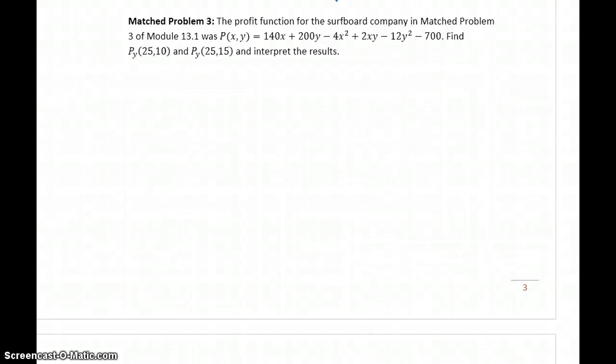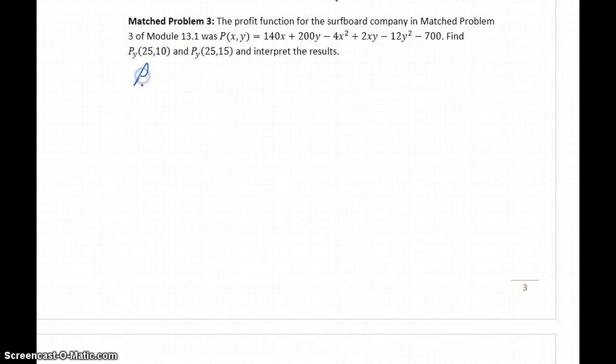In match problem 3, going back to the surfboard company that we introduced in module 13.1, and assuming that this is their profit function, we want to find and interpret the profit function differentiated with respect to y, evaluated at (25, 10) and at (25, 15).